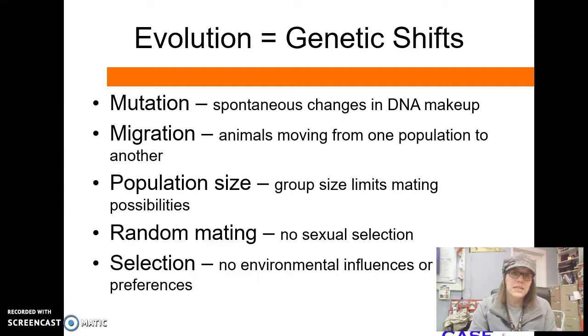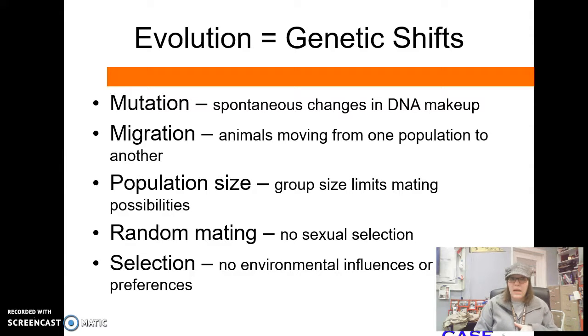Next, we have population size. When populations of animals get small, the breeding choices are limited, and that means that unique genetics are going to be pushed faster. It also means that you're going to get more mutation because when inbreeding happens, you get changes happening very quickly. That's actually how we have all of our domestic breeds of animals, is that we inbreed them.